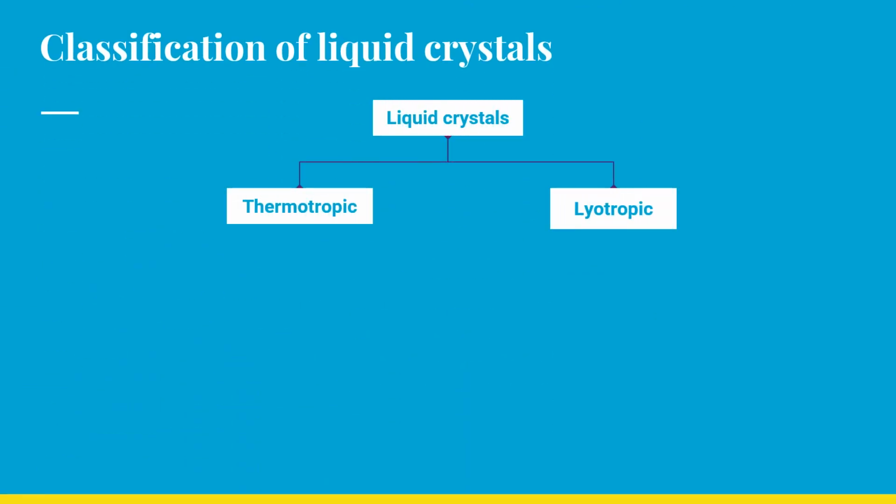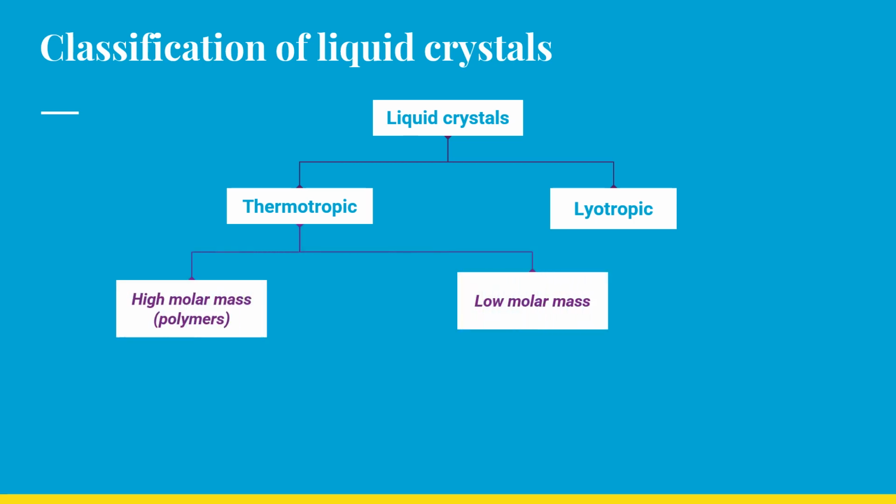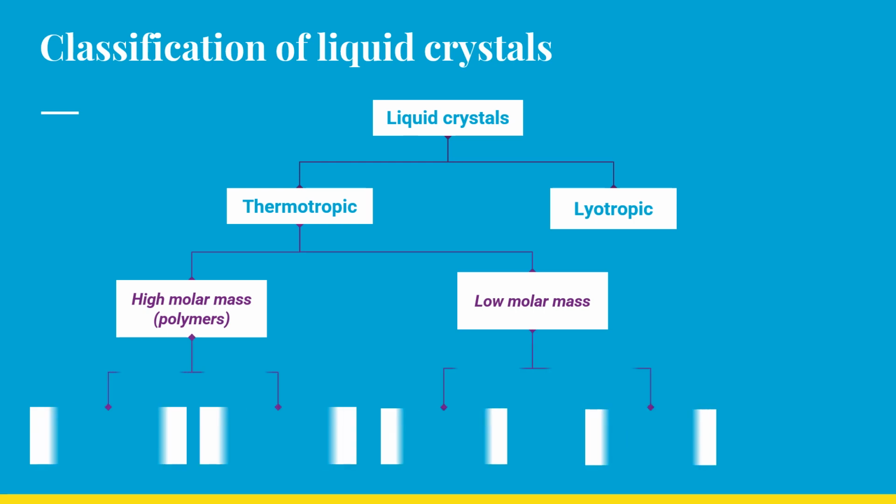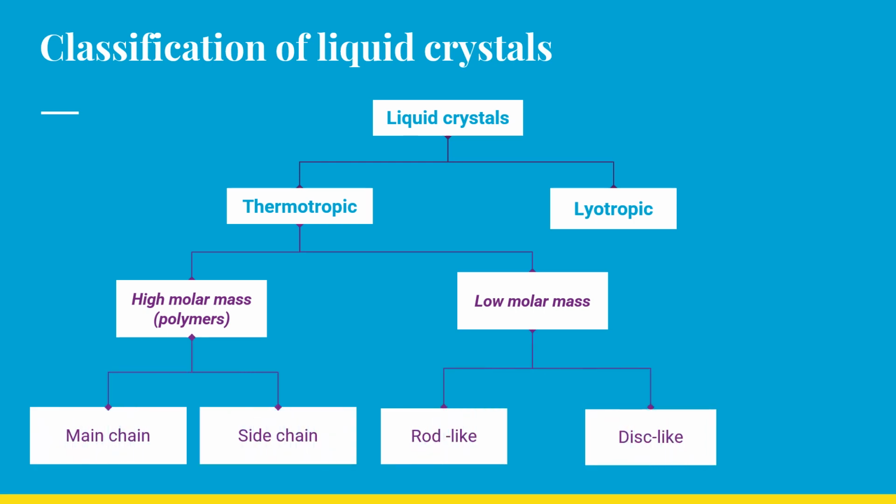Liquid crystals, as we know, are of two types, thermotropic and lyotropic. In thermotropic, we have high molar mass systems and low molar mass systems. The high molar mass systems, which are the polymers, have two types, that is the main chain polymers as well as the side chain polymers. And low molar mass systems are made up of mesogens, which are rod-like and disc-like.